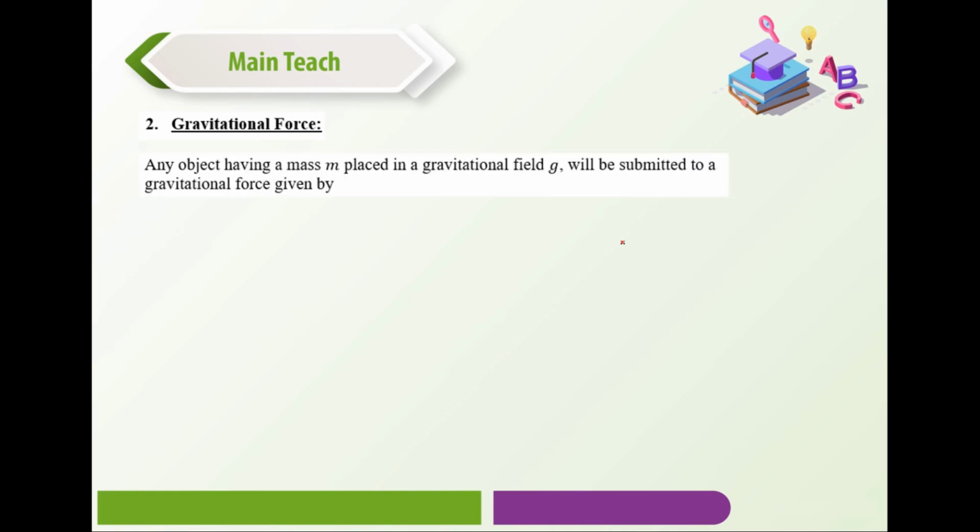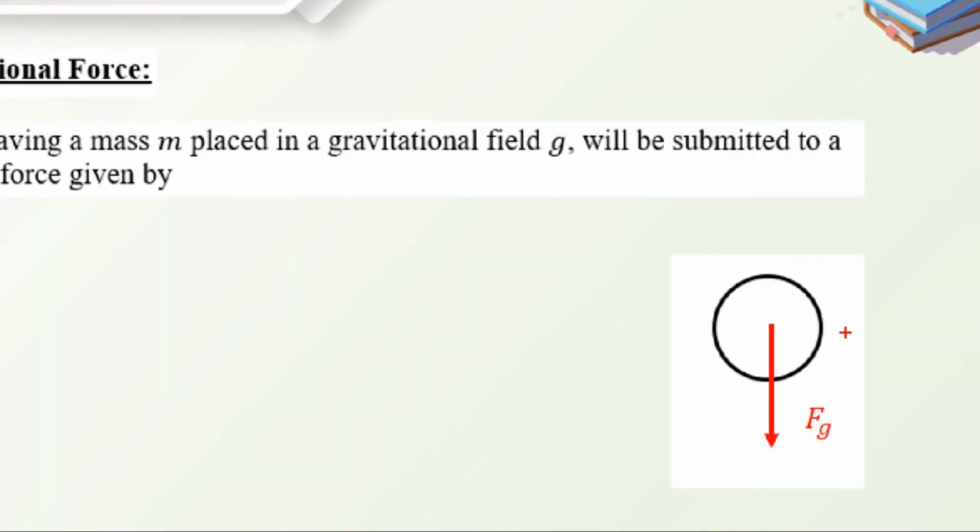Section 2, gravitational force. Any object having a mass m placed in a gravitational field g will be submitted to a gravitational force. Let's suppose this is an object and it has a mass m, then it will be directly submitted to the pull of gravity. The pull of gravity acts on the center of mass of the object, so we represent it from the center of mass.